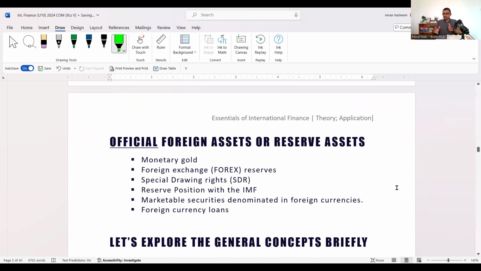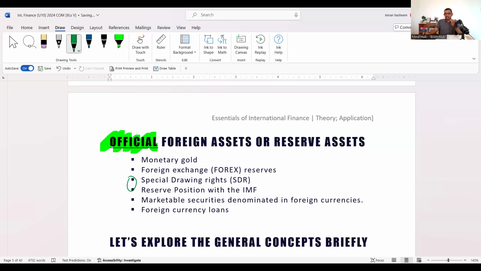So this is a bit easier way to remember, right? Official foreign assets or reserve assets. Monetary gold, foreign exchange, foreign currency, we have foreign exchange reserves, cash reserves, special drawing rights, reserve position with the IMF. These two things are both IMF related, right? These two IMF related. Then marketable securities denominated in foreign currency, US dollar securities, whatever we have invested in, right?